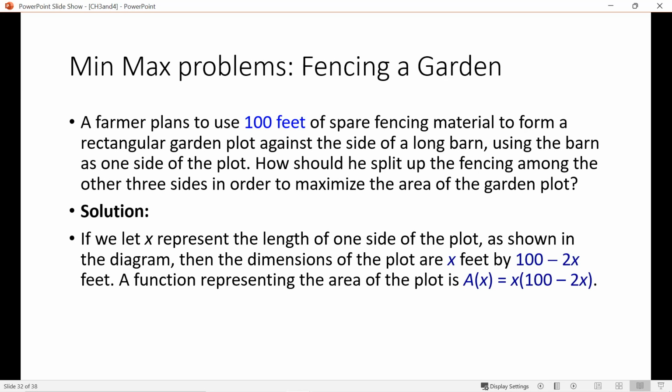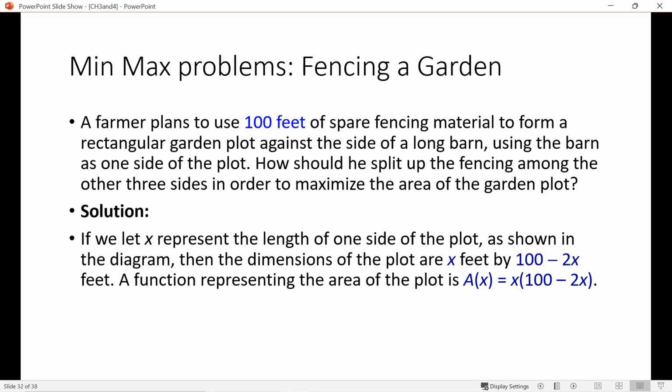All right, so we are going to let x represent the length of one side of the plot. And then the dimensions of the plot are going to be x feet by 100 minus 2x feet. Does that make sense? Because we only have 100 feet of fencing. So if the 2 sides that are the same are going to be x, then the other side is going to be whatever's left from our 100 feet after we make the 2 sides that are represented by x.